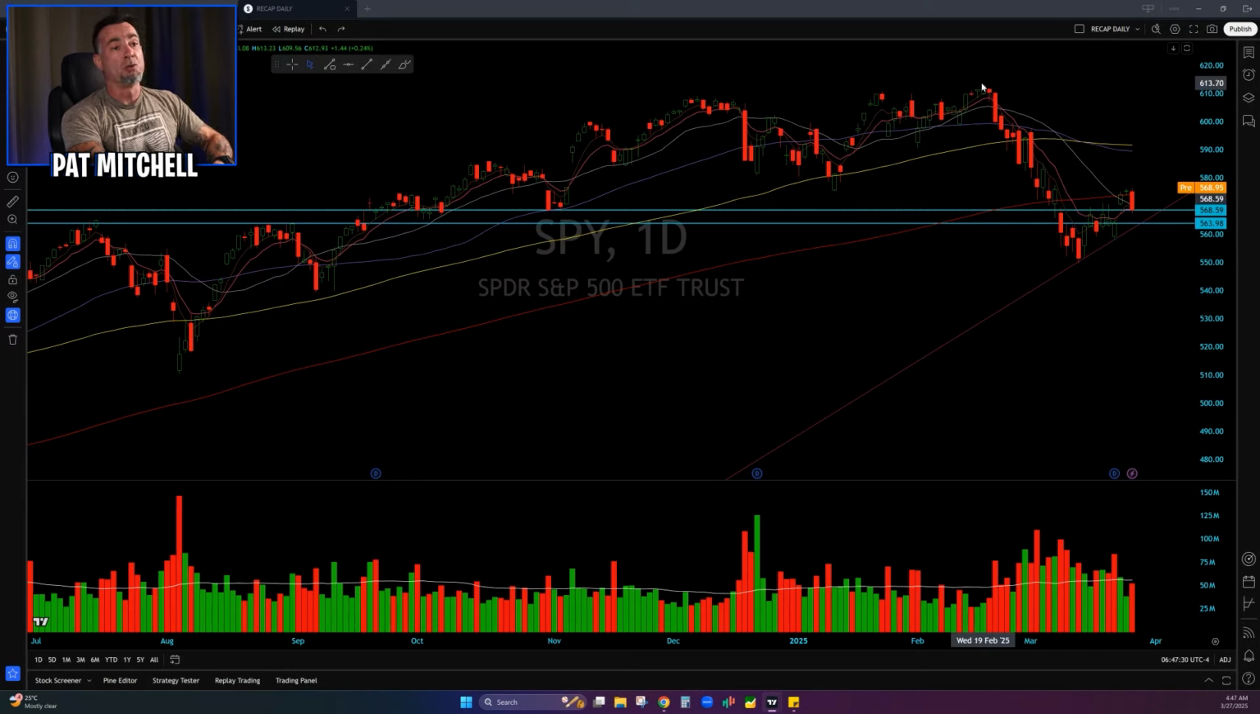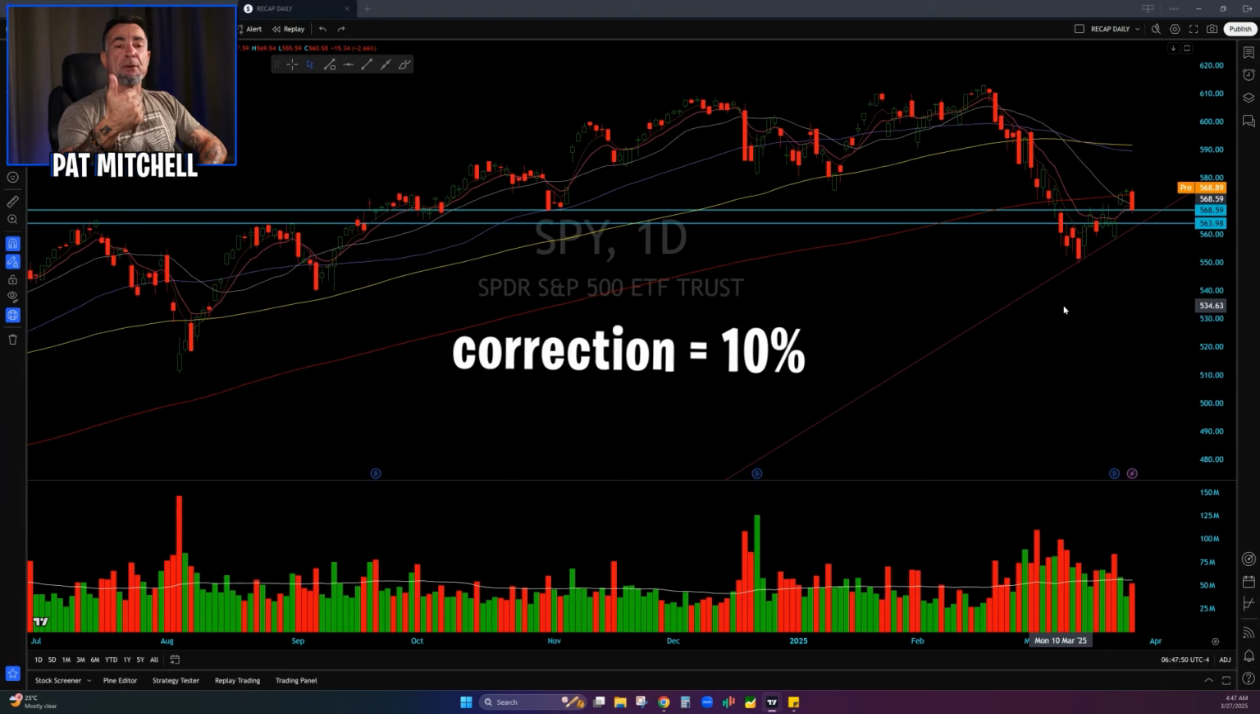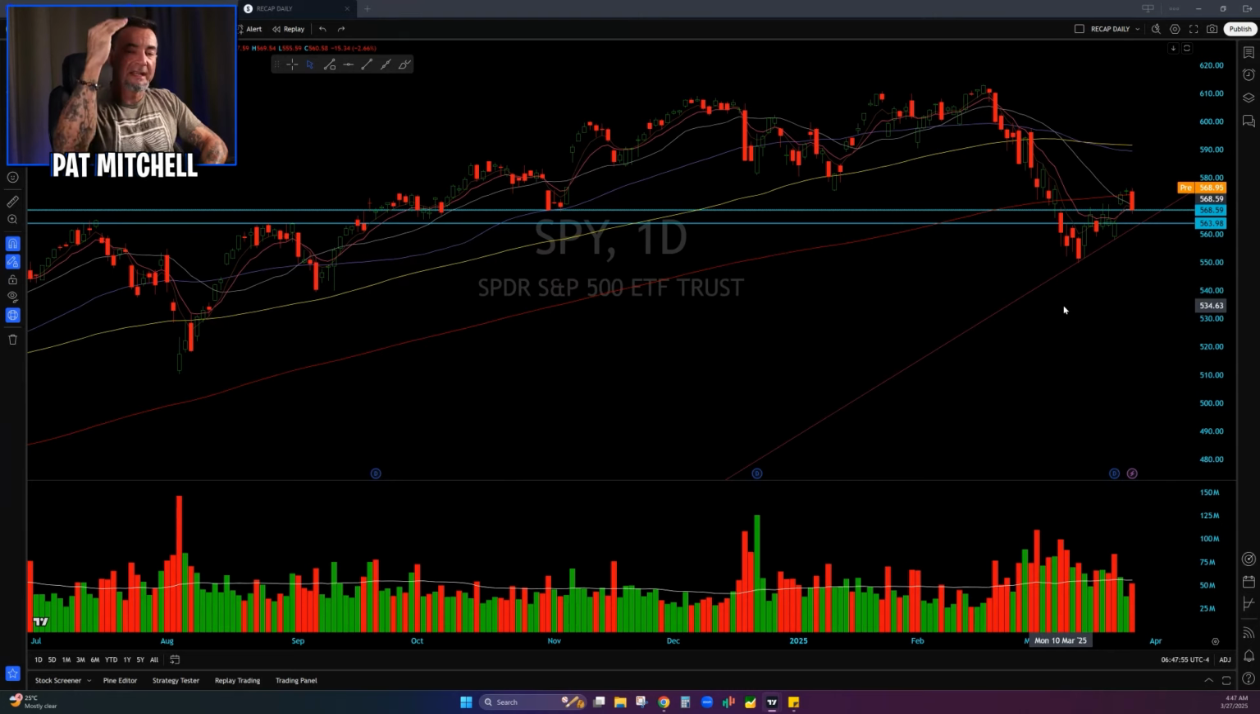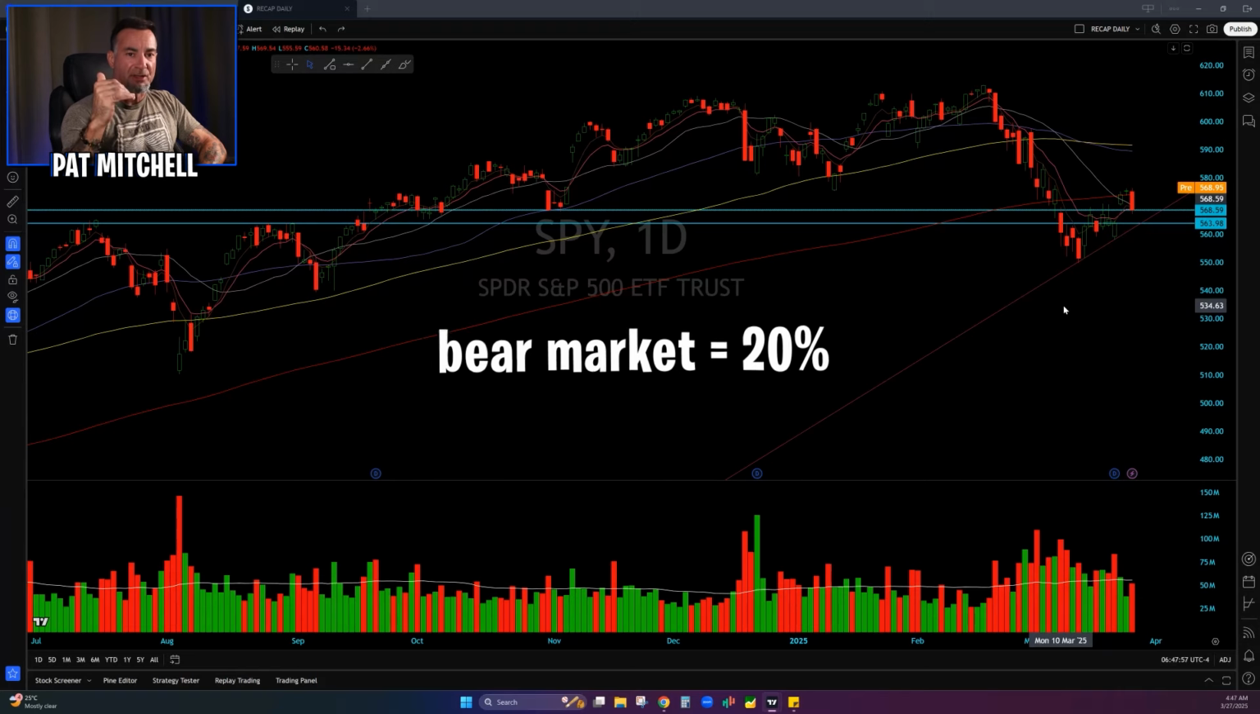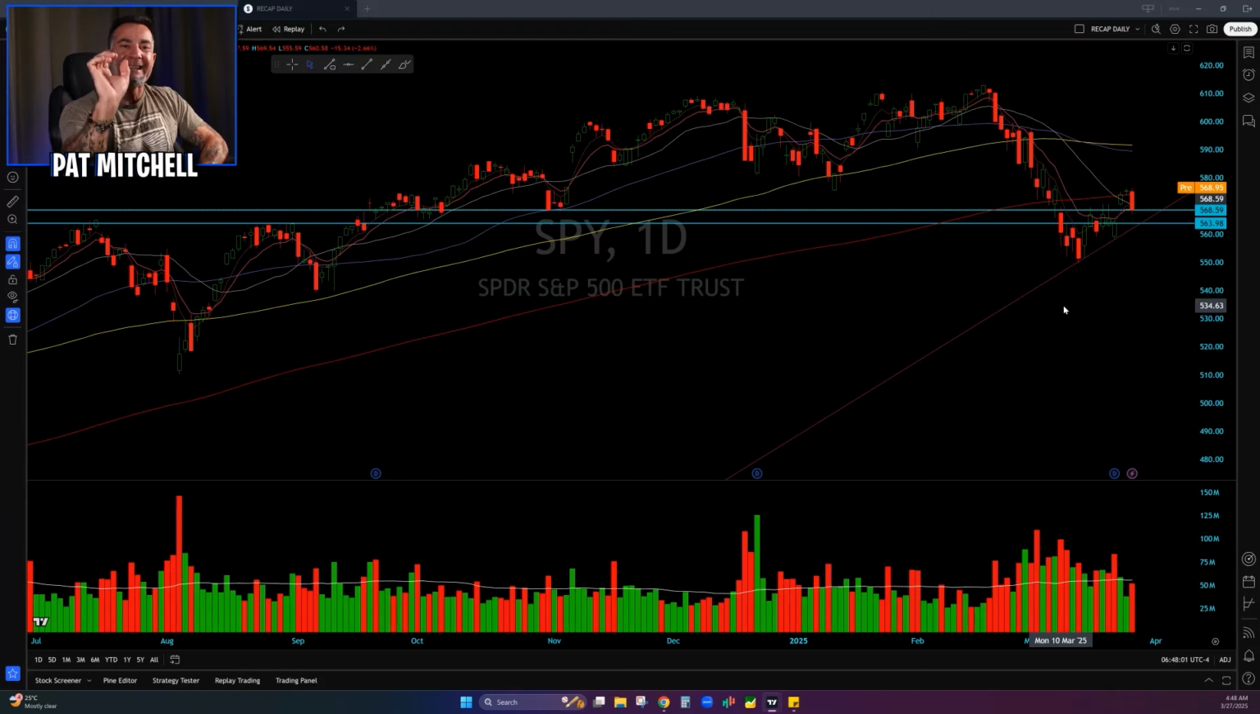Well, we have also retraced from highs straight back down into that 10% range. That's another thing. Key percentages from pullbacks, like from highs. So we have correction and then we have bear market. That correction is 10% from highs. A traditional bear market is getting into that 20% from highs, from all-time highs. So let's talk about that 10%.